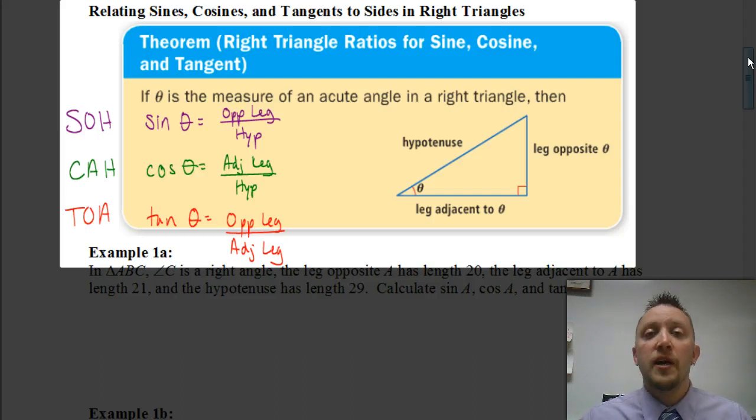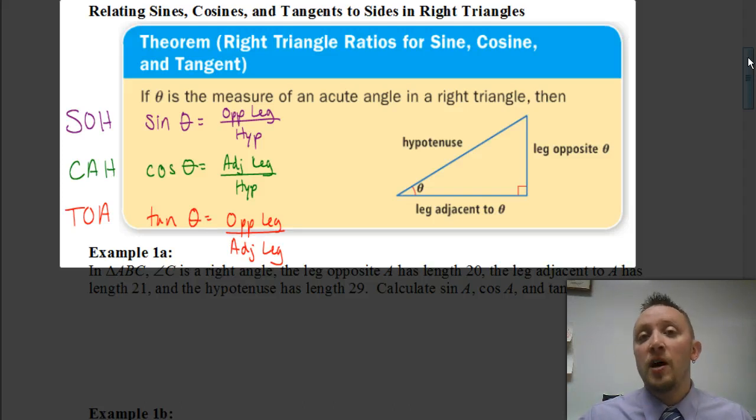The cosine function, then, is the adjacent leg over the hypotenuse. So we look at what side is adjacent to the angle, divide that by the hypotenuse, and that will give you the cosine of the angle. And lastly, the tangent of an angle is not always the largest number divided by the smallest number for your legs. It's always the opposite leg divided by the adjacent leg.